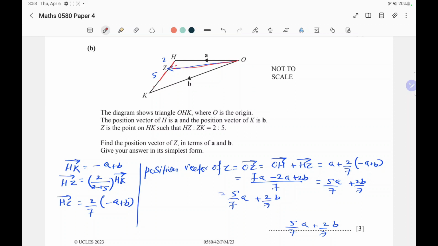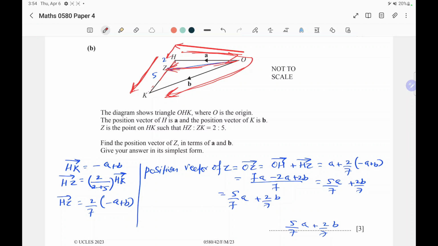So it means OZ we need to find. We know that for OZ, we can follow this path, OH and then HZ. Okay, so OH is very simple, that's A, but HZ we need to find. And for HZ, we need to find HK. So HK is here, right? HK. So we can follow this path, minus A, okay, minus A and then B. So I believe you understood, because the left side is plus A, so right side is minus A and this side is plus B. So minus A plus B is HK.